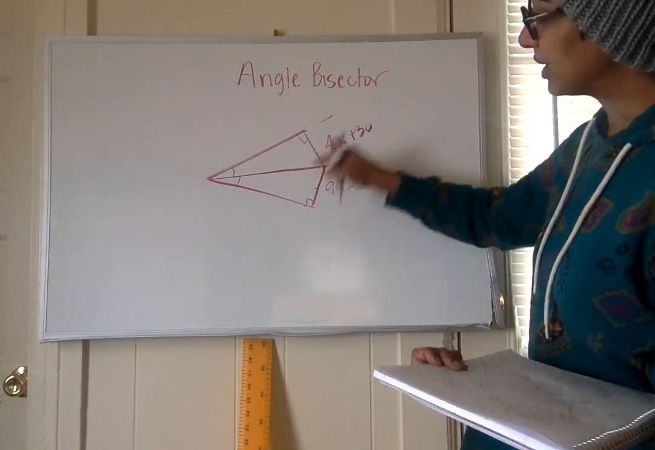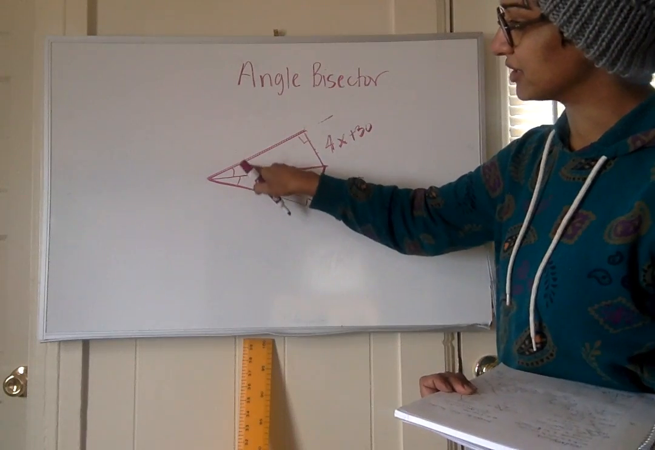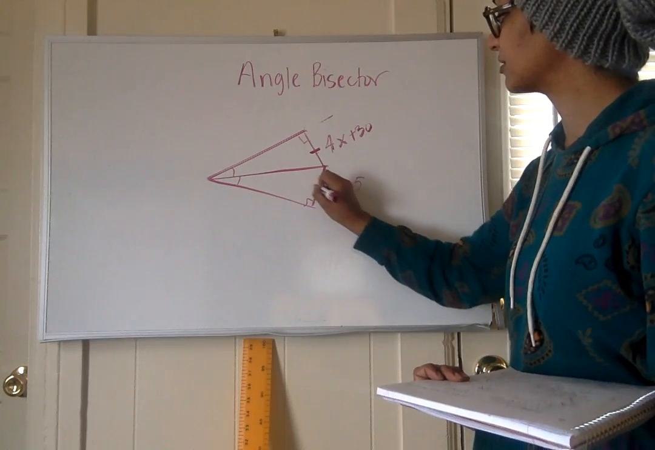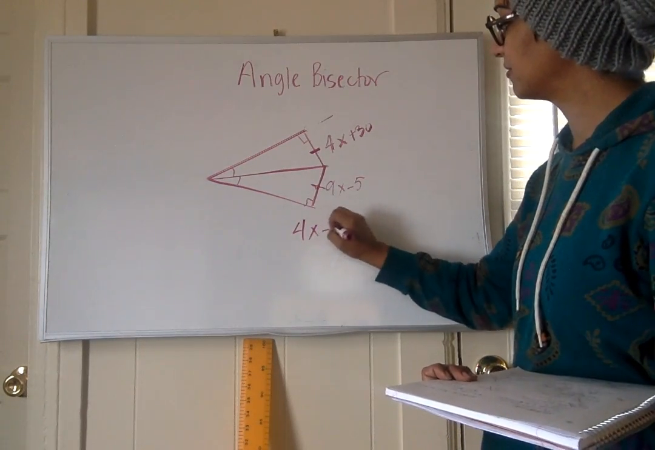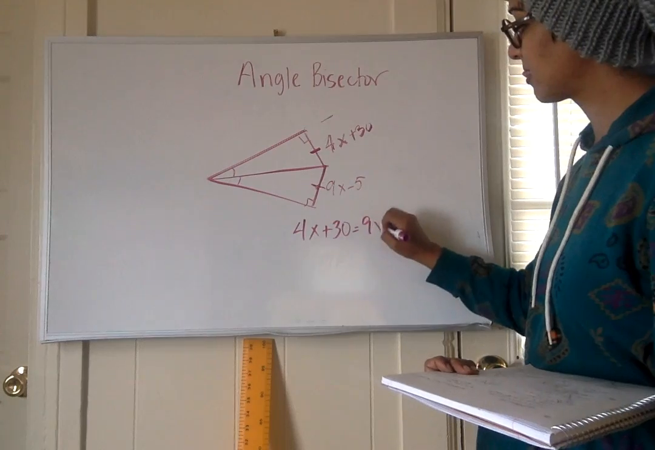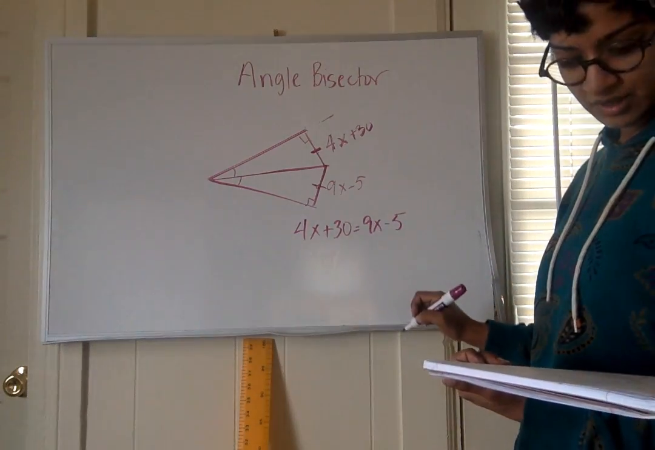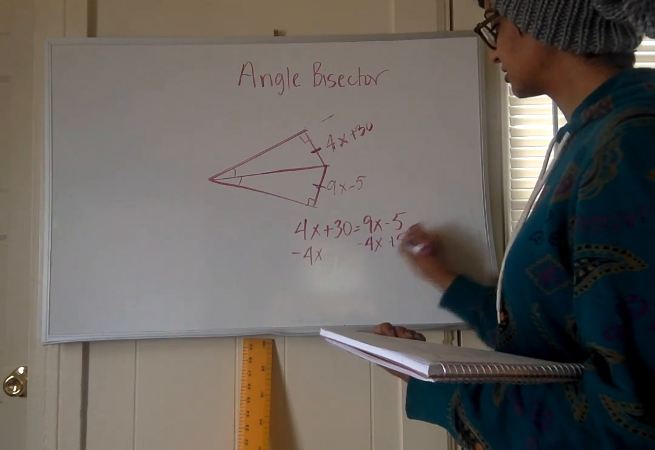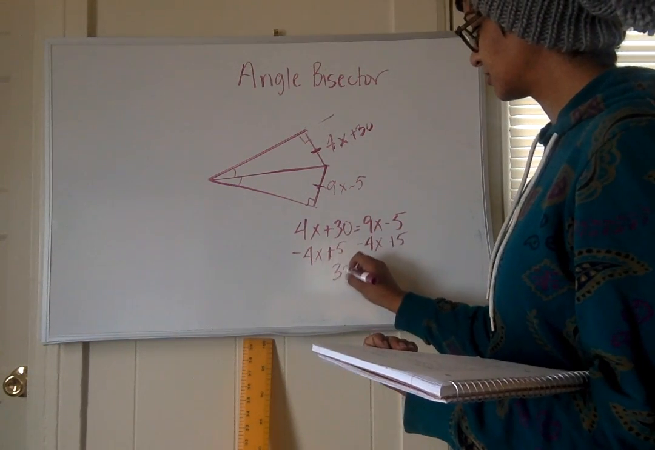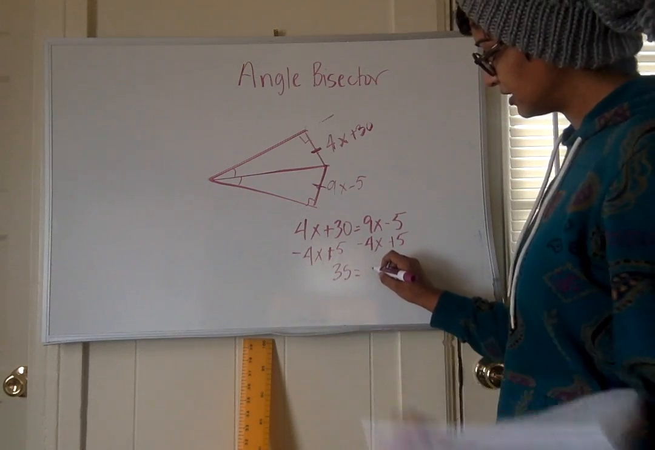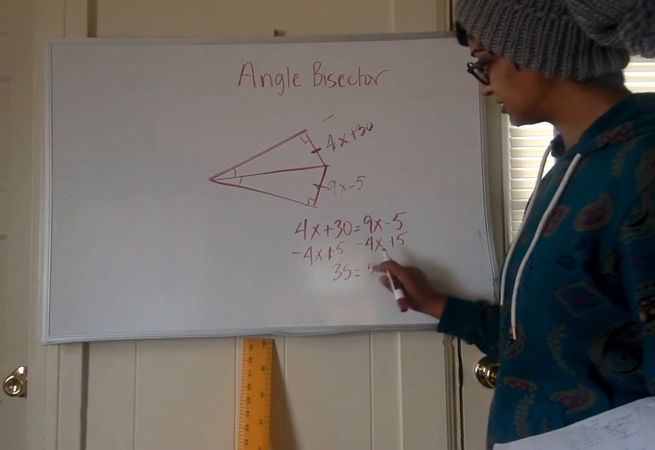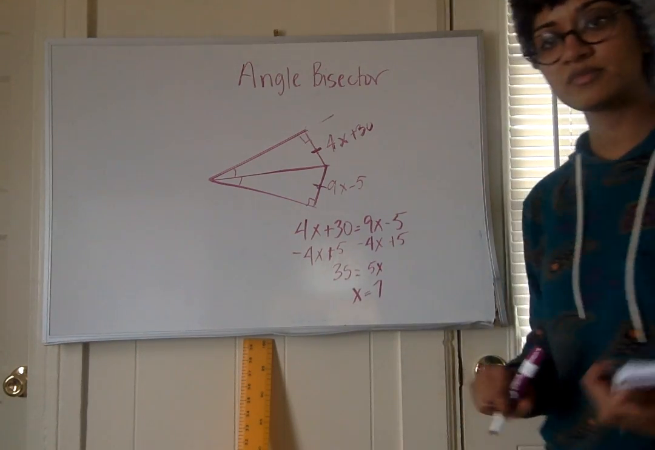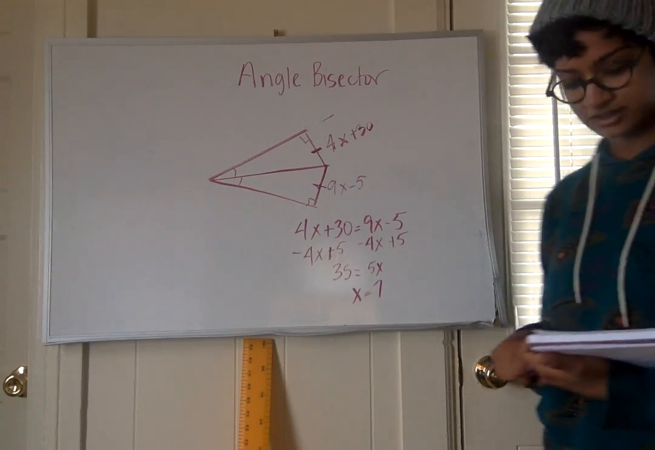Okay, so we know, because this is an angle bisector, I know that because of my congruency lines and all of this, then I can say this one is congruent to this one. I set up my formula. Doing all of the math, I'm going to move to my smaller coefficient. 35 equals 5x, and x equals 7. Okay, that's the answer for that one.